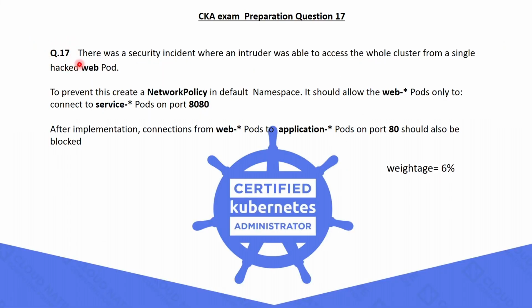17th question is, there was a security incident where an intruder was able to access the whole cluster from a single hacked web pod. To prevent this, create a network policy in default namespace. It should allow the web pods only to connect to service pods on port 8080. After implementation, connections from web pods to application pods on port 80 should also be blocked.